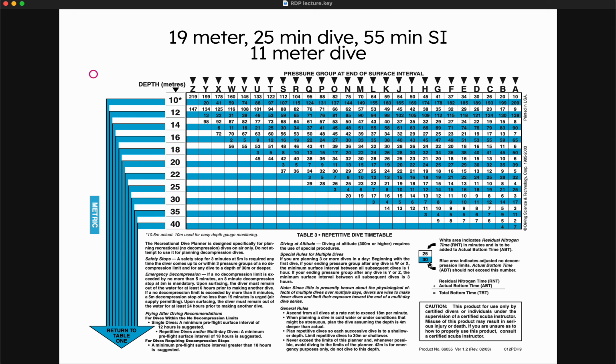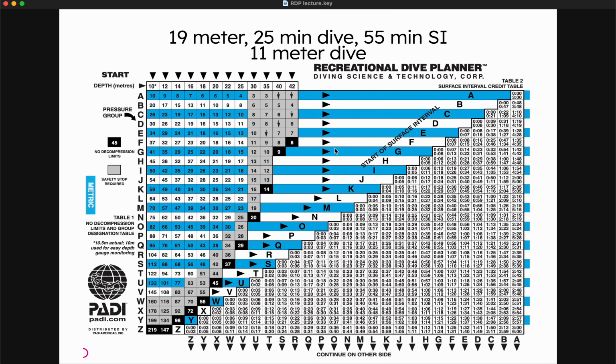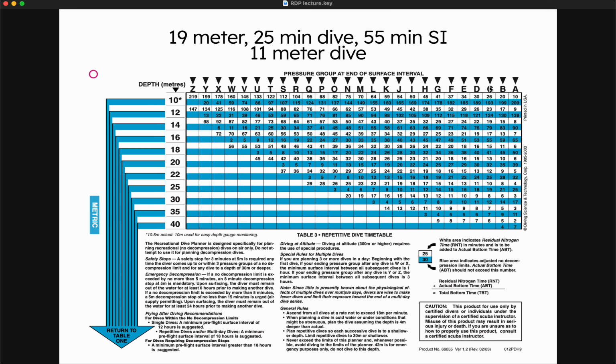How long can you stay down on a given dive at a given depth based on the pressure group that you're starting that second dive at? So we have an 11-meter dive as our second dive. So we're going to, again, round up to 12 meters. And then we're going to go over to the pressure group C column, because if you remember from last time, after that surface interval, we were at pressure group C. So pressure group C intersects with the 12-meter row right here.